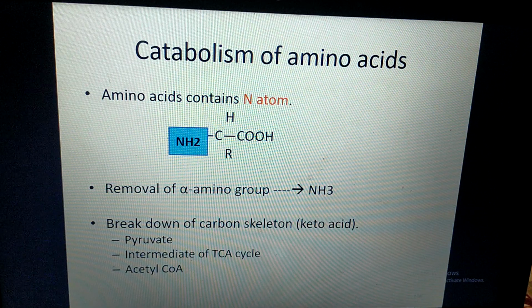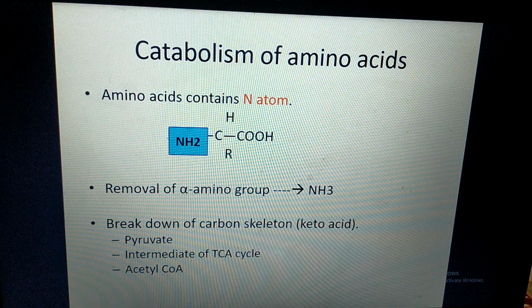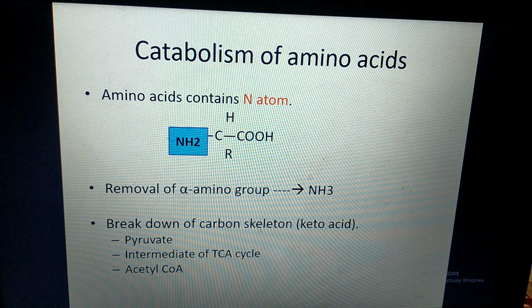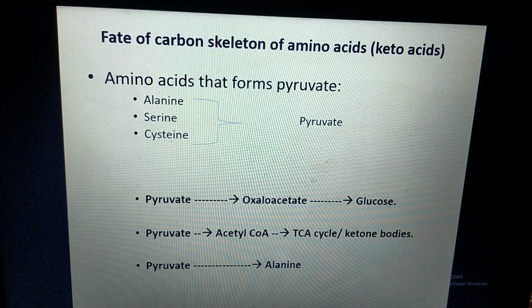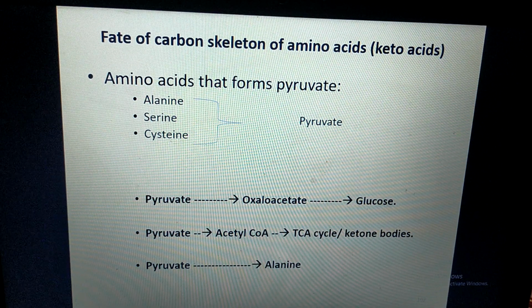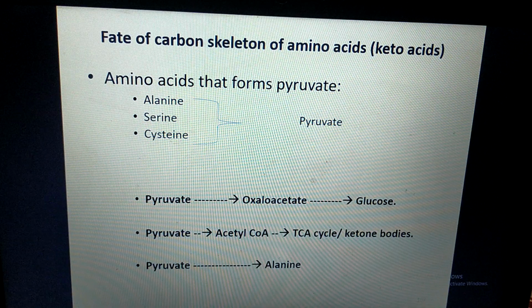Now, after removal of the amino group from the amino acid, the carbon skeleton remains, and that carbon skeleton may be in the form of pyruvate, it may be in the form of intermediates of the TCA cycle, or it may be acetyl CoA. Amino acids like alanine, serine and cysteine, on removal of the amino group, that is deamination, form pyruvate.